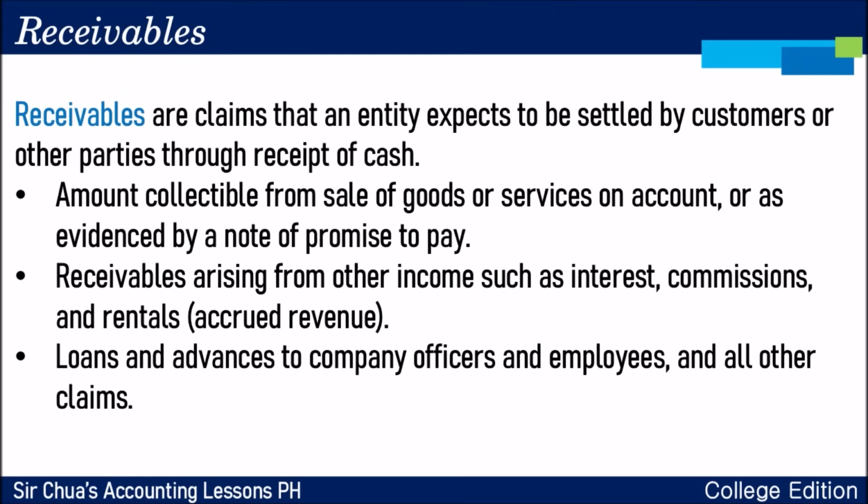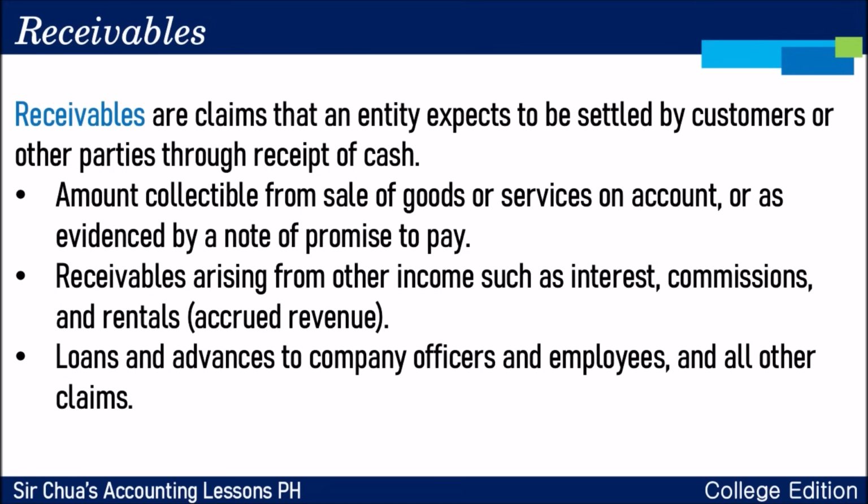So, ano ba yung sinasabi ko kanina na I did something for you? Ito po yung tatlong yon. First one is the amount collectible from the sale of goods or services on account or as evidenced by a note of promise to pay. So, when an entity provided goods or services to their customers pero hindi pa sila nababayaran, nagkakaroon po ng receivable. Pwede pong accounts receivable, or di po kaya if it is evidenced by a note of promise to pay, then that is a note receivable.